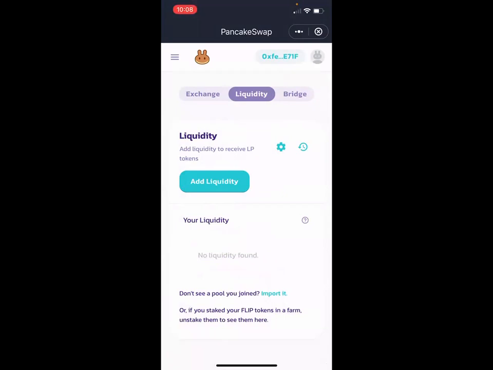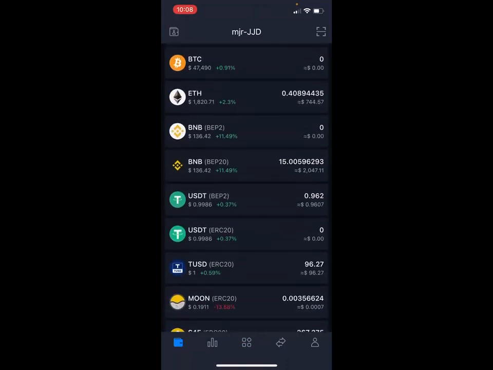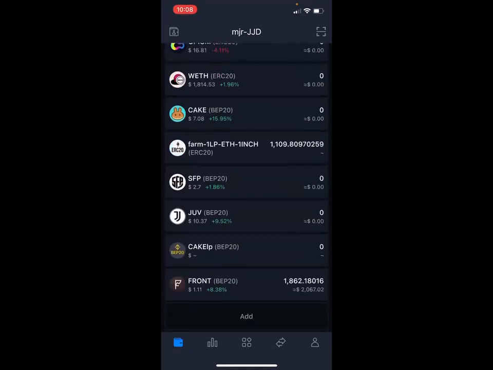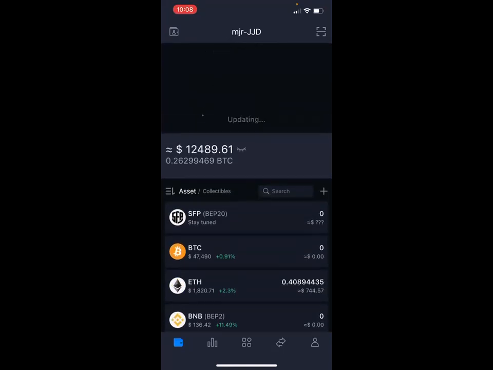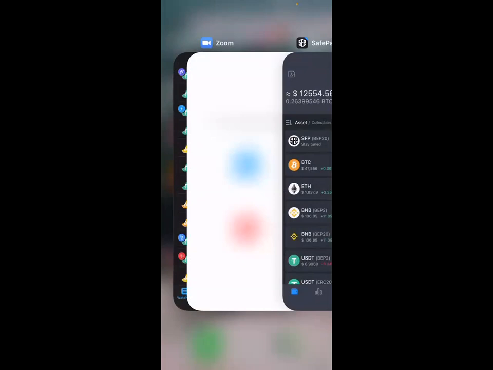So let's go ahead. You guys can see I'm in my SafePal app. What I'm doing is, you need BNB and you need to be on the BEP20 network, which is the Binance Smart Chain network, so BEP20, right? And then I'm going to do Front, which is another token I bought on Binance, BEP20. You guys can see I have the Juventus and the BNB from before. That was the one I did yesterday, part one of this series.